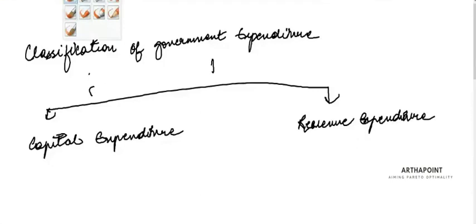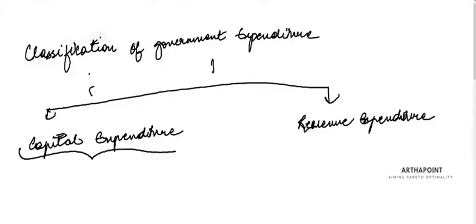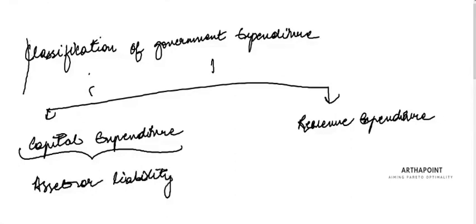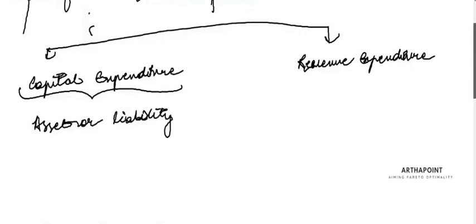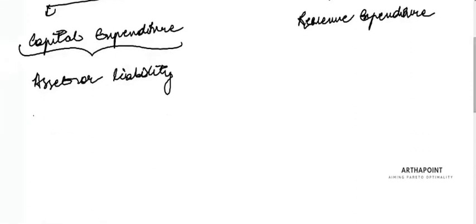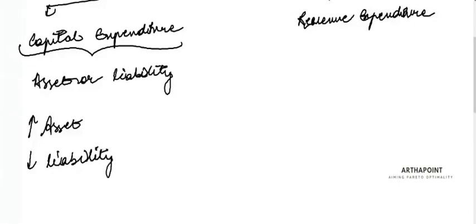So, a capital expenditure is usually an expenditure which is related to either asset or liability. Now, because we are talking about expenditure, either there is an increase in the asset, because when you increase your asset, you incur some expenditure, or there is a decrease in the liability, because when you decrease your liability, which means supposedly you're repaying the loan, then also there is going to be some expenditure.